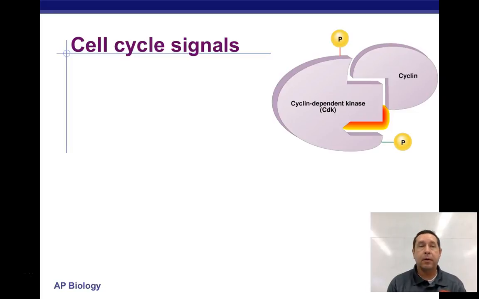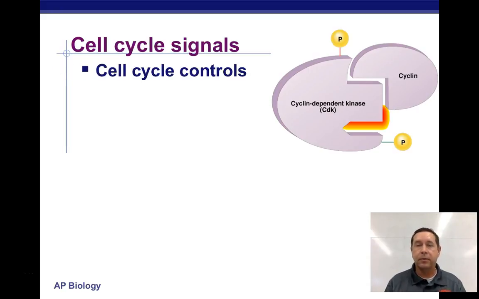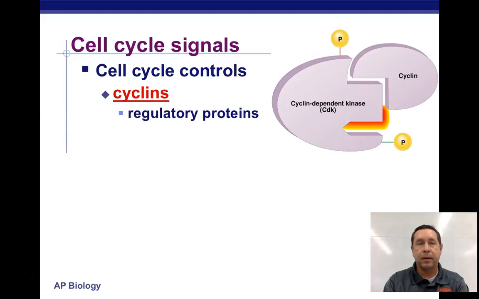All right, in this video we're going to talk about some of the signals that are involved in the cell cycle. So in order to control the cell cycle, there are various signals that the cell produces or that are produced by other cells that affect the cell.